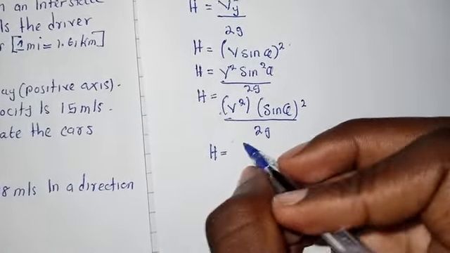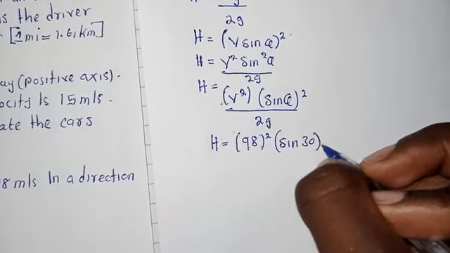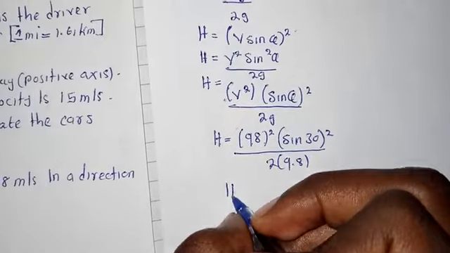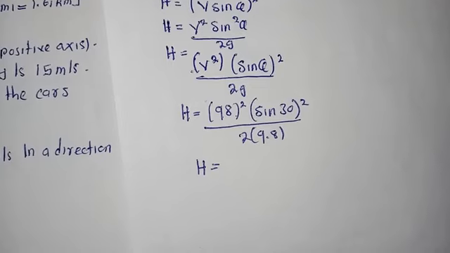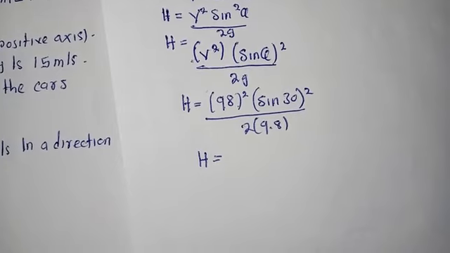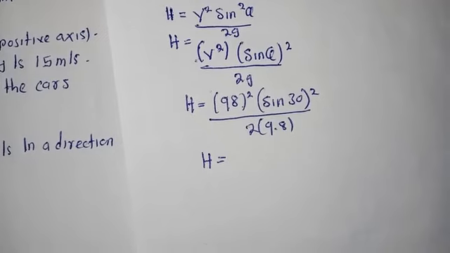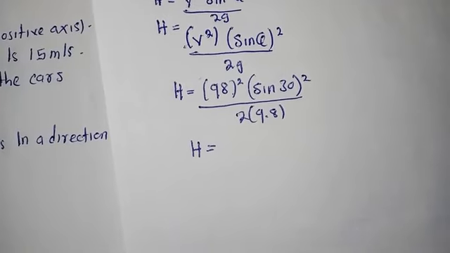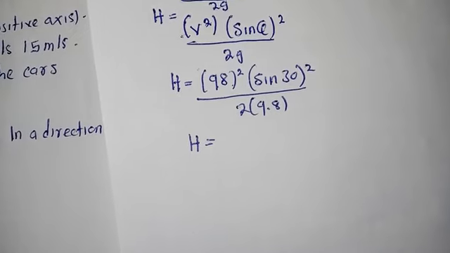Therefore, we can now put in everything. This is 98 squared, this is sine 30 squared over 2 times 9.8. Therefore, our answer, if we punch everything, let's find the answer. We see what we're going to have. Okay, 98 squared, divide by 2 times 9.8.